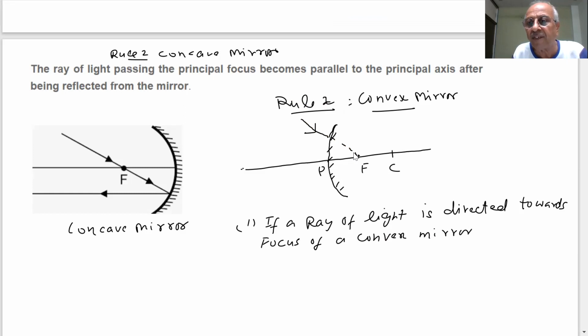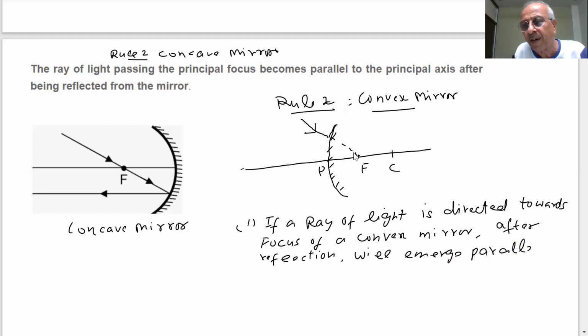If a ray of light is directed towards the focus of a convex mirror, after reflection, what will happen, student? It will emerge parallel to the principal axis. Note down: will emerge parallel to the principal axis. Okay?